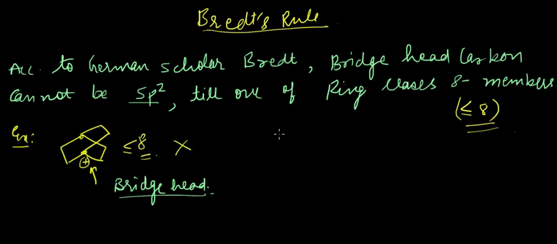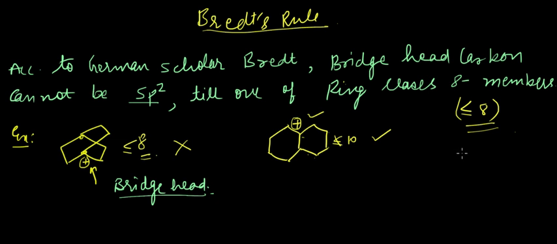Second example is we have something like this. So let's calculate how many total carbon atoms are there. 1 2 3 4 5 6 7 8 9 10. So 10 carbon atoms. It is not less than or equal to 8. So sp2 hybridized carbon on the bridgehead is possible, so it does not violate Bredt's rule.